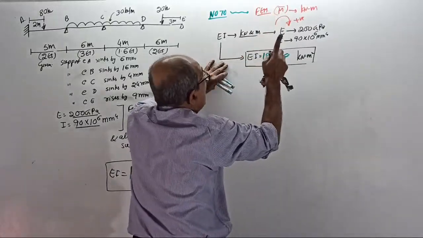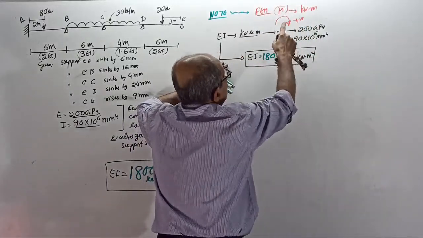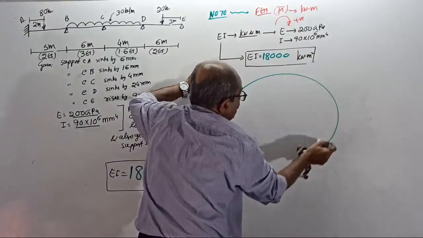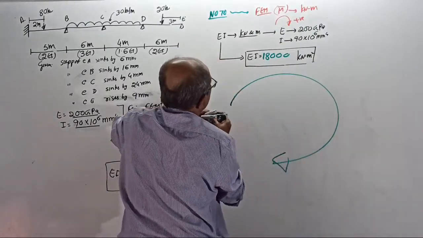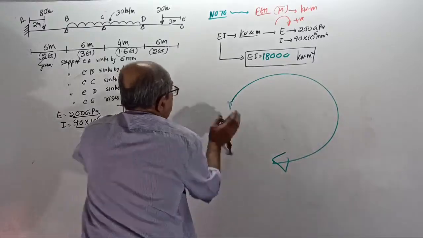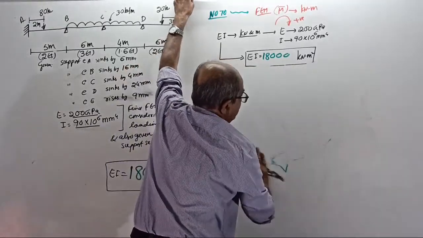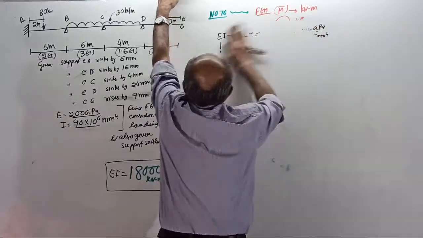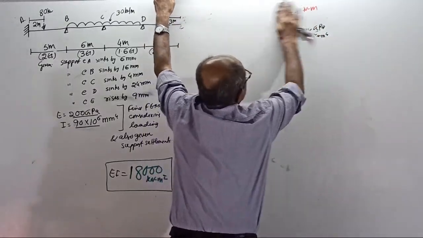FPM symbol M bar, kilonewton meter, clockwise positive. I won't tell again and again. There is a limit. First of all, I should stop repeating some of my statements. But what to do? I am always very student friendly.